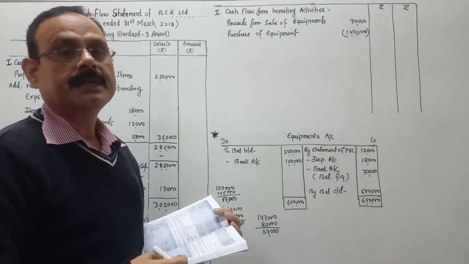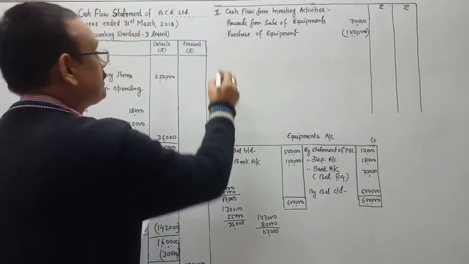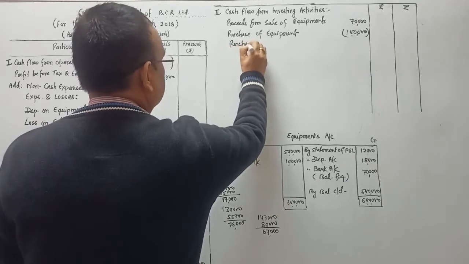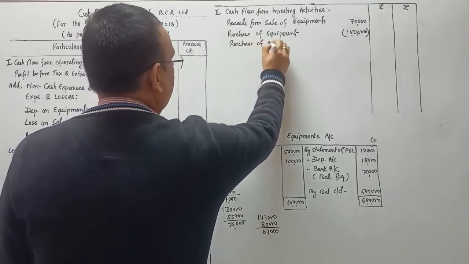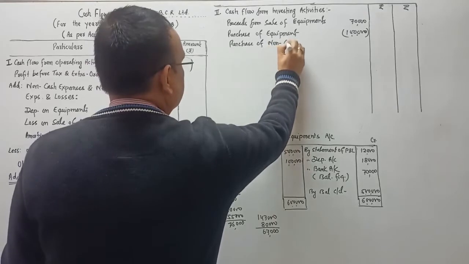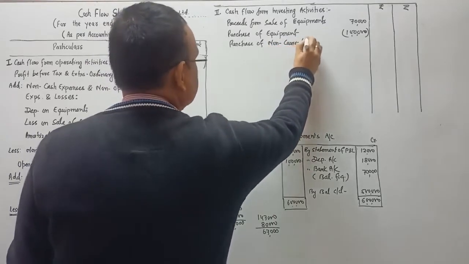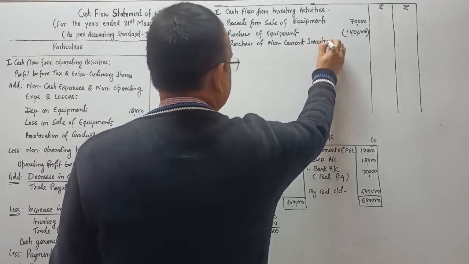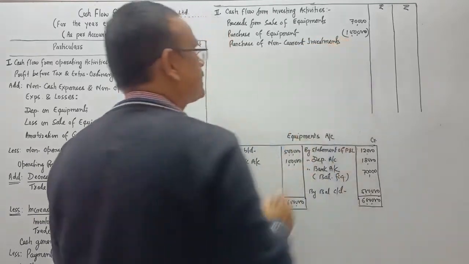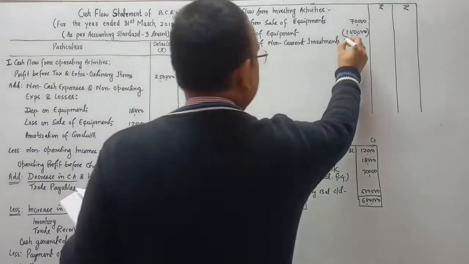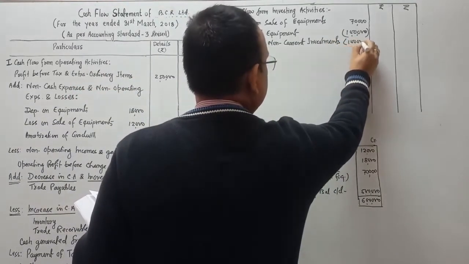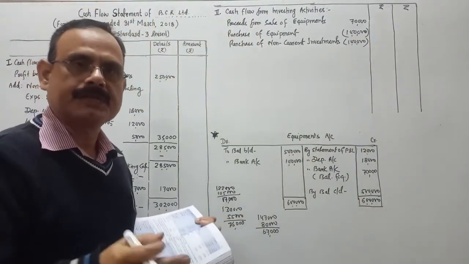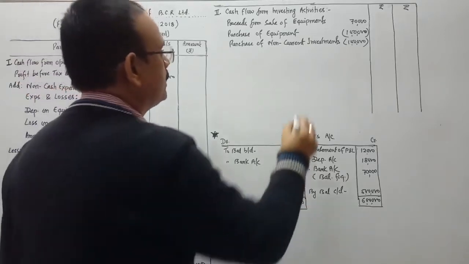It means purchase of non-current investment. We have purchased non-current investment. Money is invested to purchase the investments. So when we purchase the investments, it's an outflow. So it is 1 lakh. Last year there was no figure, it means last year 0, and this year it is 1 lakh. It means the purchase is of rupees 1 lakh.